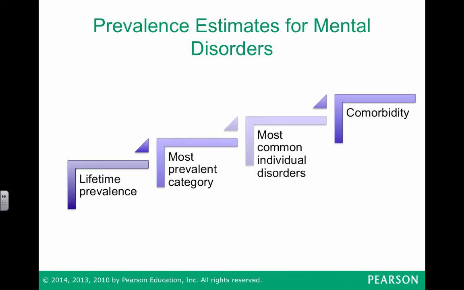As I mentioned, when we look at our prevalence estimates for mental disorders, we break them down into several different ways. We can look at the lifetime prevalence of a disorder, we can look at a yearly prevalence of a disorder, or we can look at what we call point prevalence of a disorder, and that would be looking at the number of cases at a certain point in time. We can also break it down into the most prevalent category of disorders, the most common individual disorders, and then we look at comorbidity. And comorbidity refers to having more than one diagnosis at the same time. And you'll see as we go through that there are several different diagnoses that we often see going hand in hand. For example, generalized anxiety with depression.